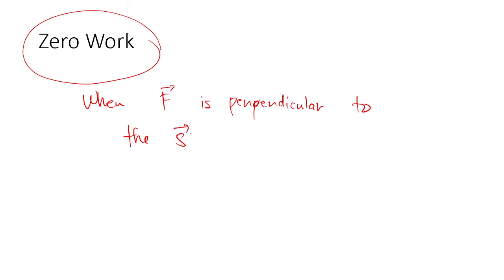So, by zero work, there are actually scenarios when force is perpendicular to the straight line displacement. It just means that our work is zero. Okay? So, let's just clarify that. Okay. So, that is actually represented by different scenarios wherein, halimbawa, nag-hold ka ng isang item at a certain position kasi hindi mo siya ginagalaw, hawak mo lang siya.